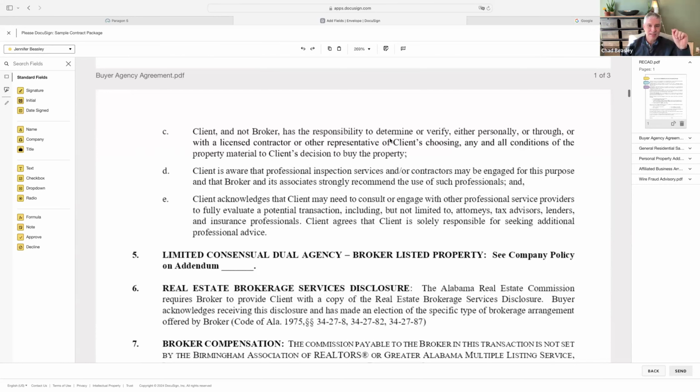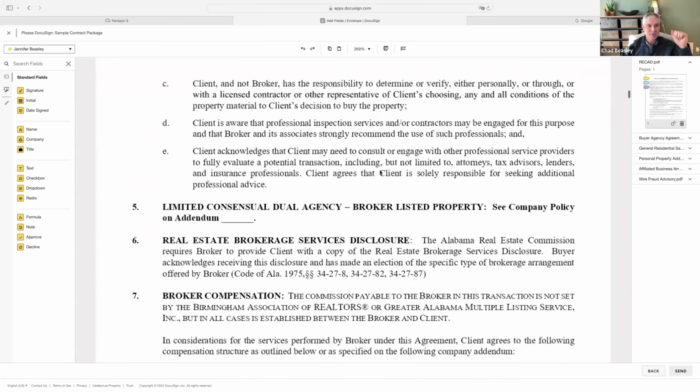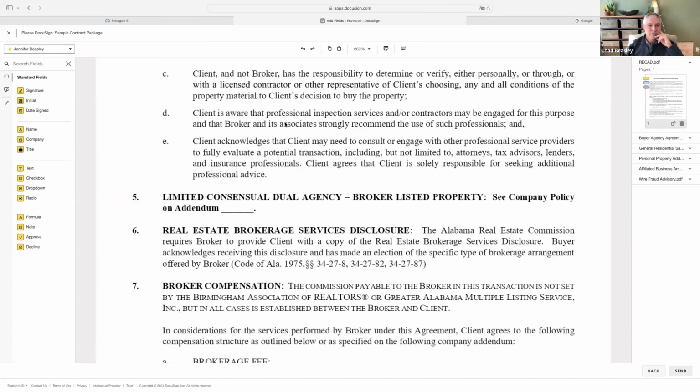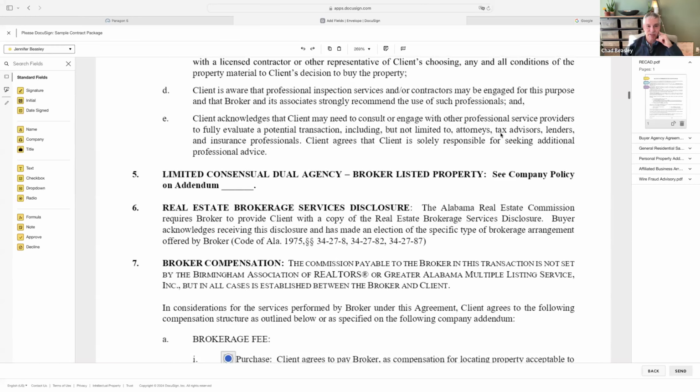Client and not broker has the responsibility to determine or verify, either personally or with a licensed contractor or other representative of client's choosing, any and all conditions of the property material to the client's decision to buy the property. So it's up to that buyer to make sure that that property is going to meet their needs, and they're not relying on you to tell them that it's going to meet their needs for whatever they plan to do with it. Client is aware that professional inspection services and or contractors may be engaged for this purpose, and that the broker and its associates strongly recommend the use of such professionals.